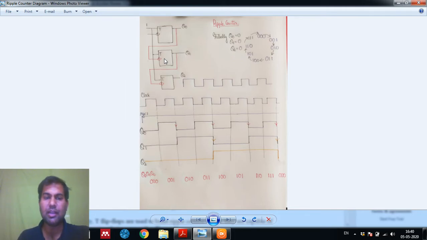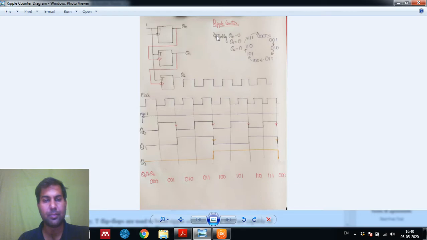So typically T type of flip-flops are used to build the ripple counter. As you know that there are four kinds of flip-flops: JK flip-flop, SR flip-flop, D flip-flop, T flip-flop. So T flip-flop is what we are using, and we have to use in this ripple counter, right?